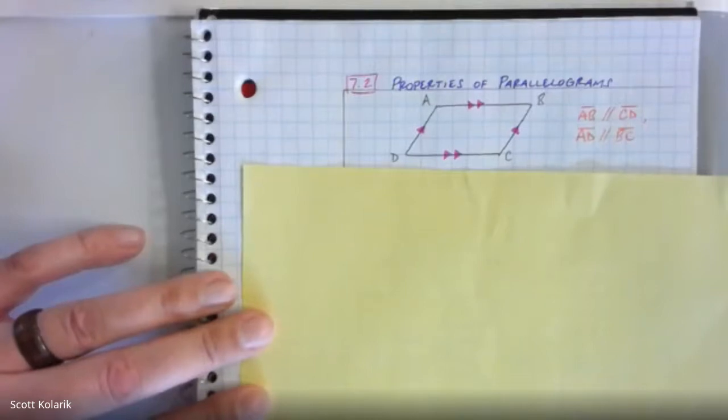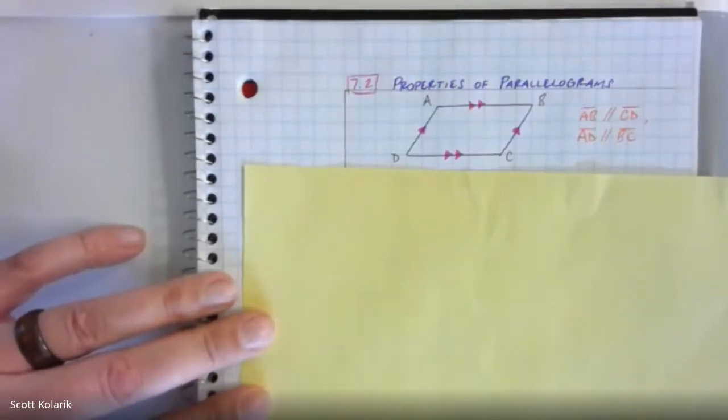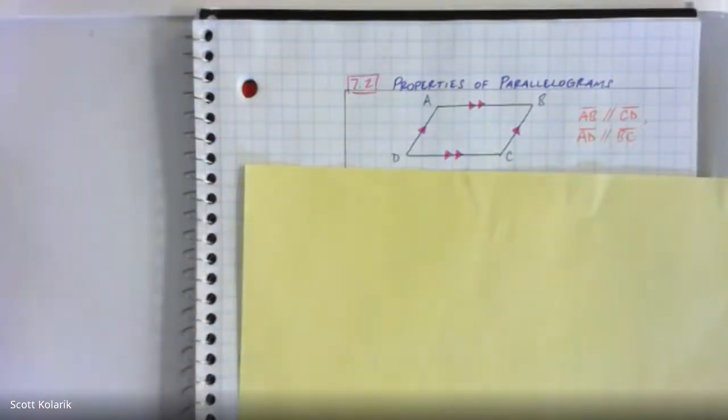A square is a parallelogram. A rectangle, also a parallelogram. And a rhombus, which is essentially a square if you kicked in one of the corners and bent it sideways so it was diagonal. A rhombus is also a parallelogram. Those are just a few that you're probably already familiar with, but they are also going to follow these properties.